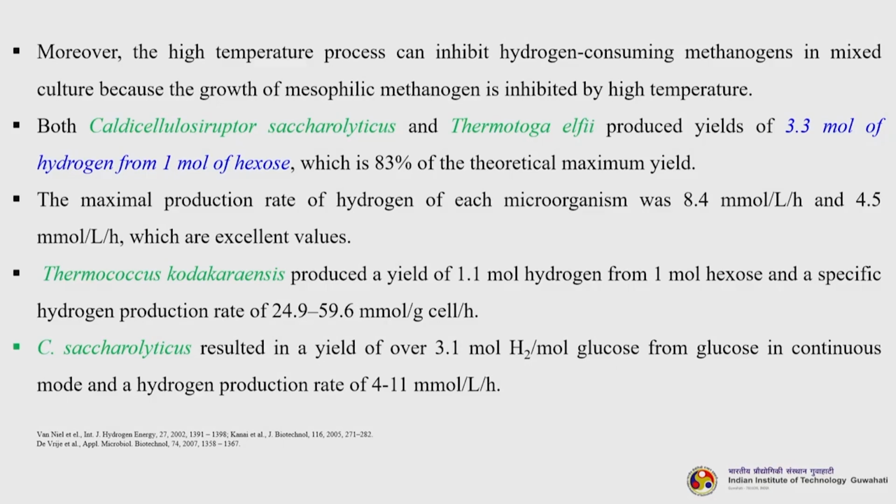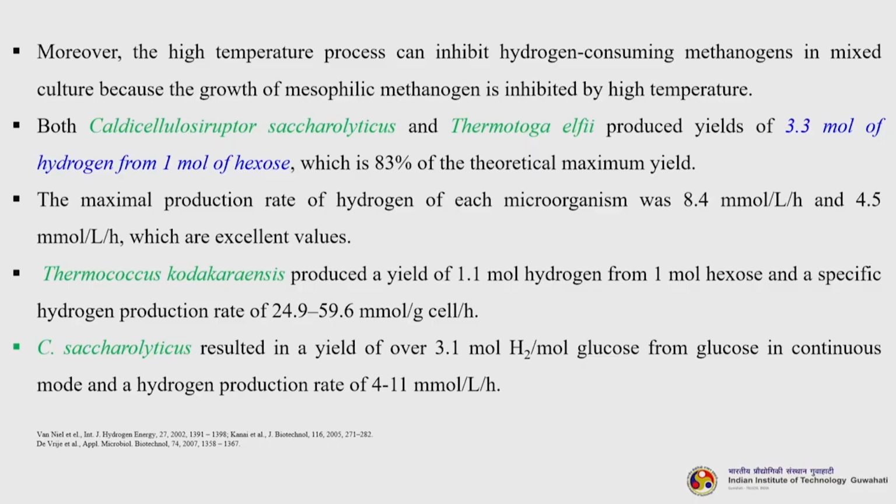Both Caldicellulosiruptor saccharolyticus and Thermotoga elfii produced yields of 3.3 moles of hydrogen from 1 mole of hexose, which is 83% of the theoretical maximum yield and is very good. So, the maximal production rate of hydrogen of each microorganism was 8.4 millimoles per liter per hour and 5.5 millimoles per liter per hour, which are excellent values.